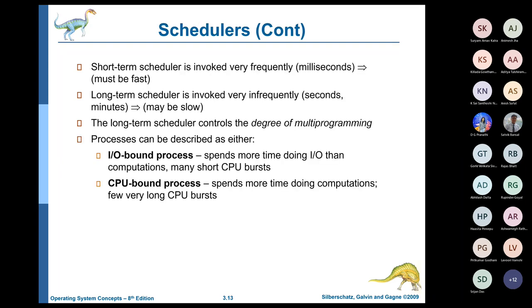Okay, there are two types of processes. One are IO bound processes, which spend more time doing IO than computations. And there are CPU bound processes, which spend more time doing computations, with very long CPU bursts.